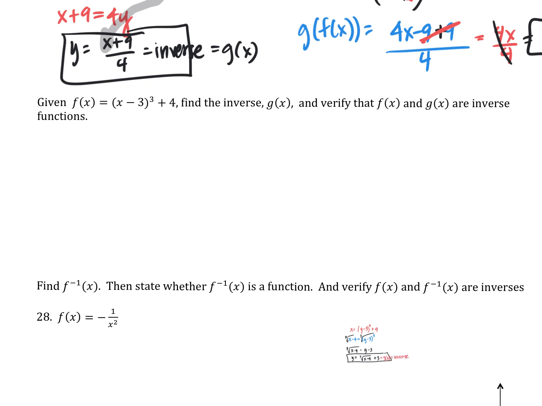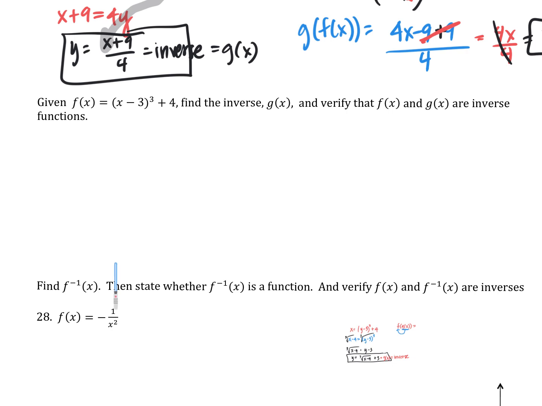You don't have to write this stuff in red if it doesn't help you. You don't have to. But if it does, write it. That's my inverse. In order to prove it, we're going to say f of g. And what that means is go take g, your inverse, and plug it into f.